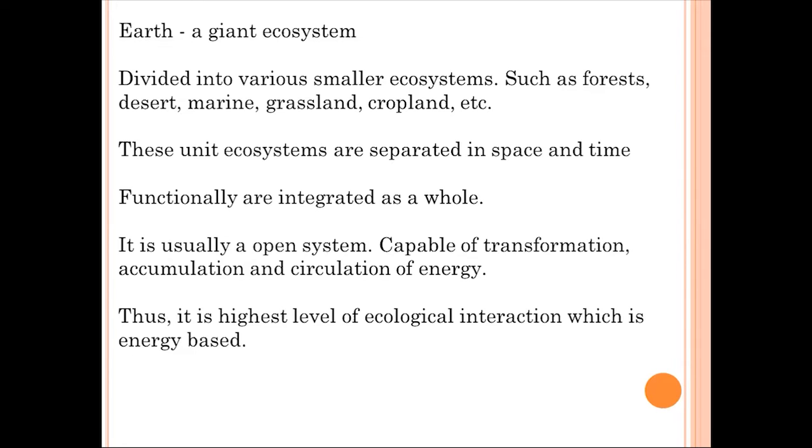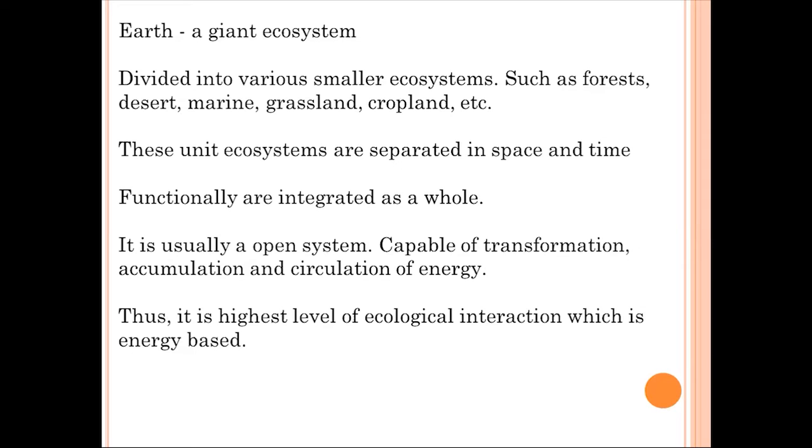Also, when soil is formed by weathering of rocks, several agencies of the environment like wind and water transport the microbial community which is associated with the soil from one place to another. Thus, functionally, we cannot separate these ecosystems. But in space and time, that is, their locations are definitely different.